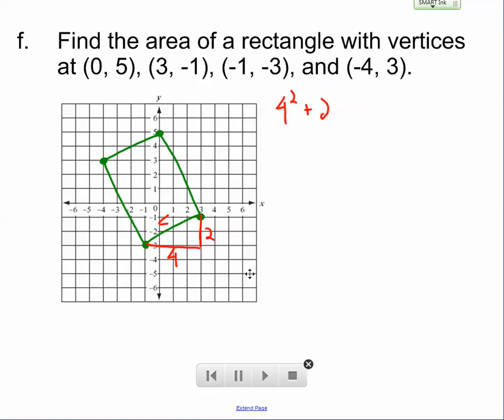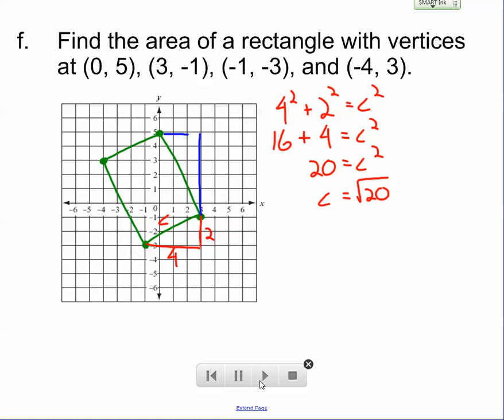So let's do that. 4 squared plus 2 squared would be C squared. I'm going to leave this as the square root of 20. That can be simplified, but I'm not going to, well, I could simplify it. I'm not going to do it right now. Maybe I will.